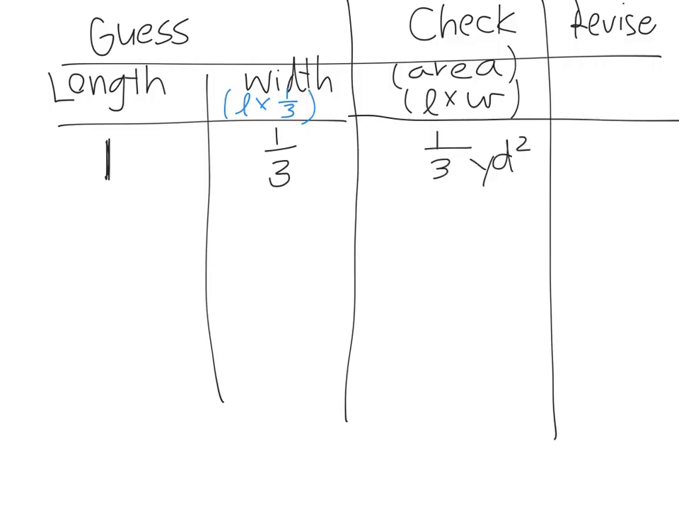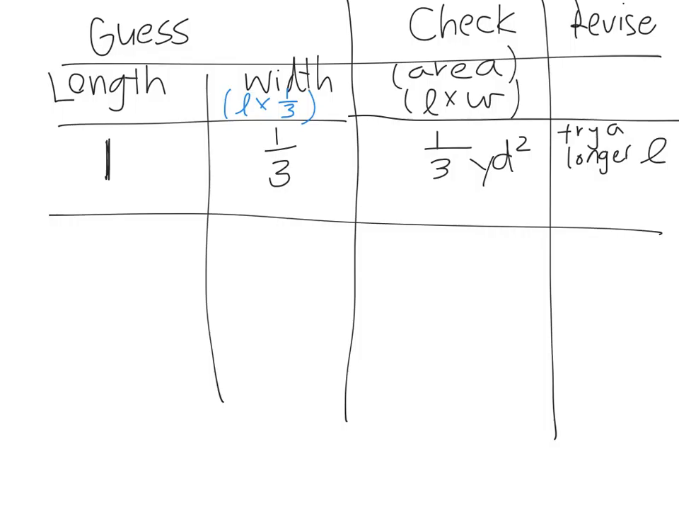Okay, now what do I want my final area to be? Sarah wants the area of her flower garden to be how big? Liam? 3/4 square yards. Now, if my area is 1/3 square yards, is my number too big or too small? Small. Does that mean that for my next guess, I should guess a bigger number or guess a smaller number? Yeah, I should try a longer length. Okay? So that guess and check didn't work. Now let's revise. If I want to check a longer length, what should I check?